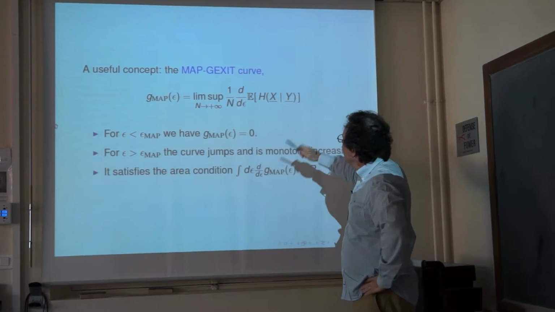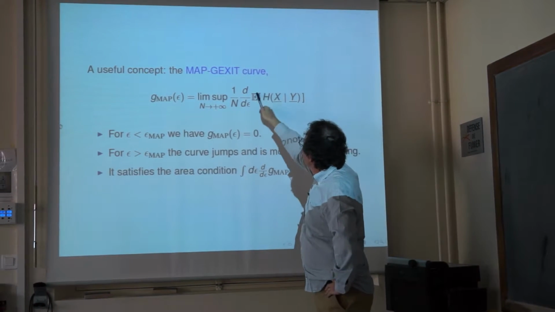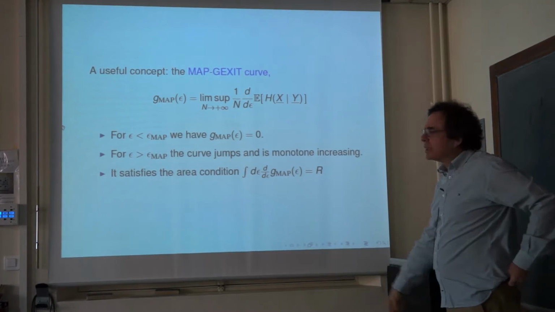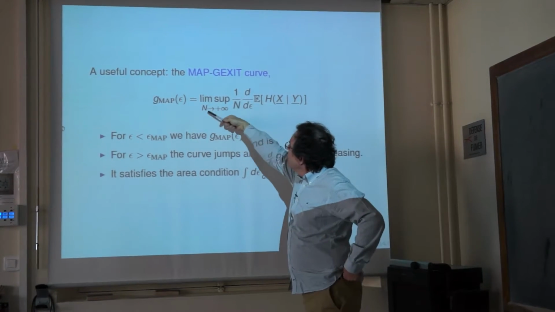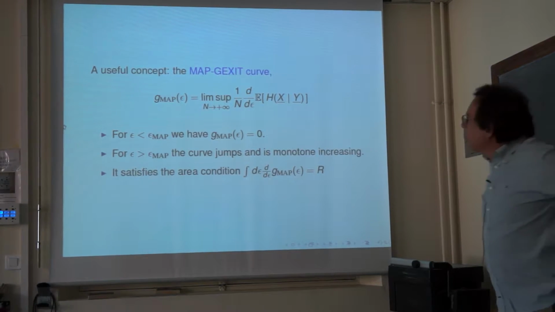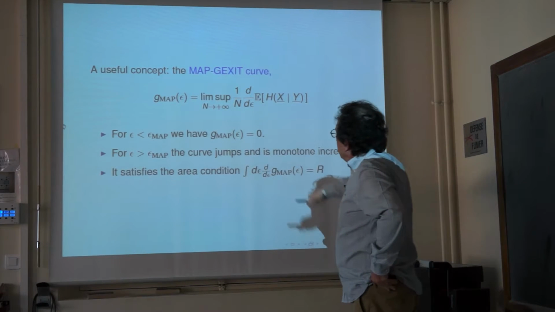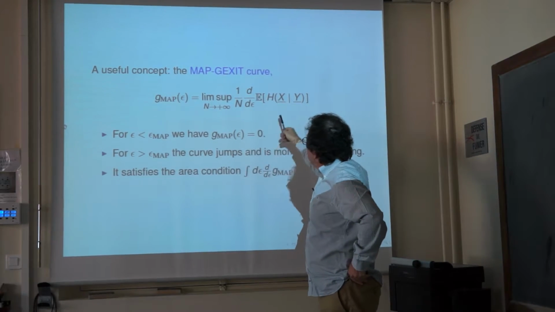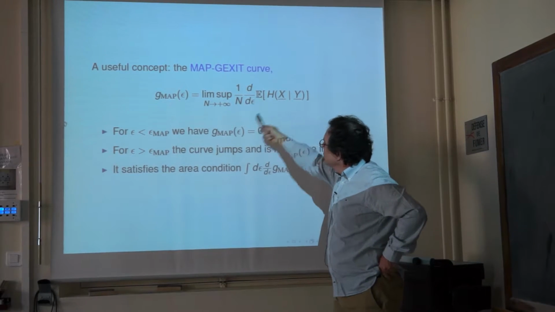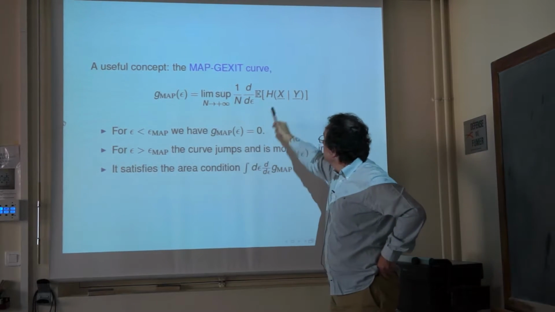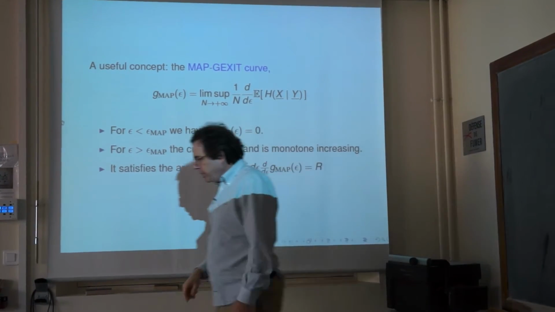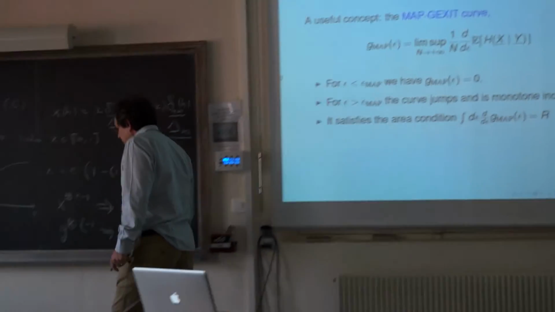So the good definition is just the following. You take the Shannon conditional entropy, you take the derivative with respect to channel noise, normalize by the block length, you take the lim sup, or if you know that the limit exists, in fact, we can prove the limit exists. So that's the definition. And by definition of epsilon MAP, this will be strictly equal to 0 below epsilon MAP, because this is 0 below epsilon MAP. And above epsilon MAP, it will jump to something.